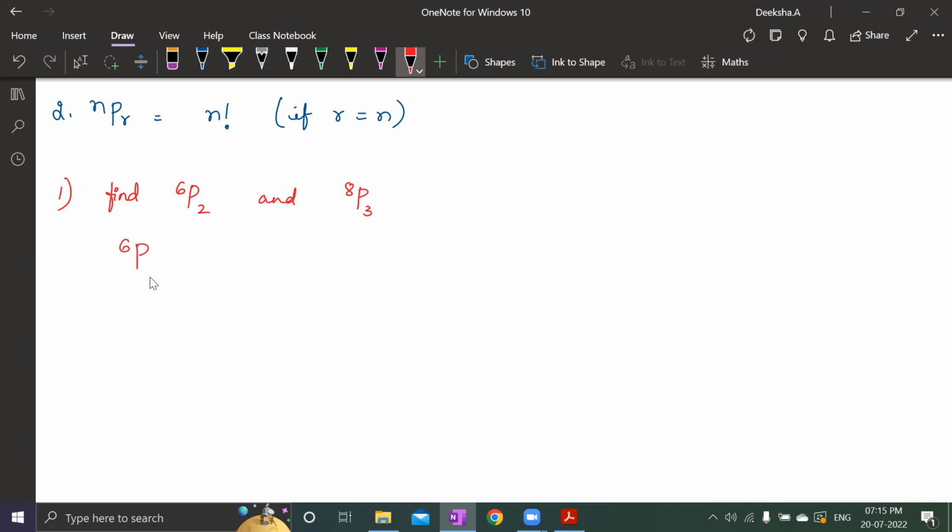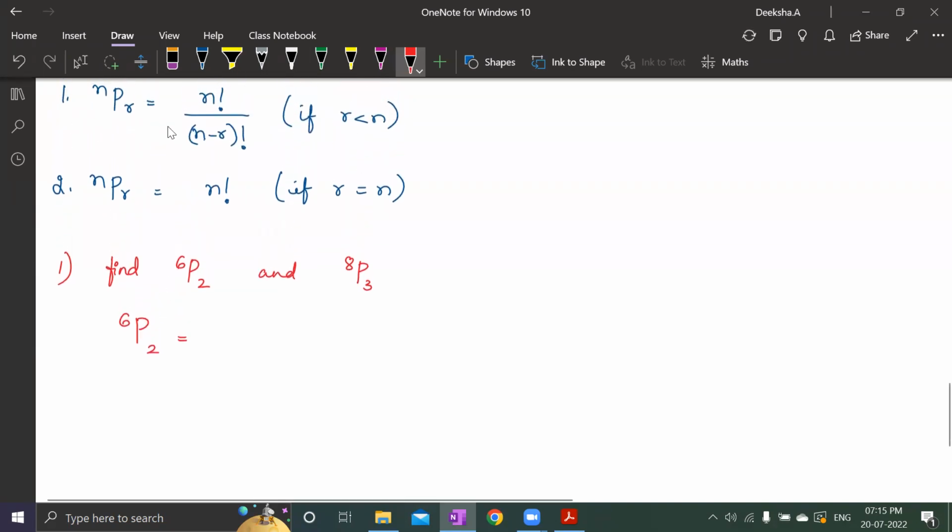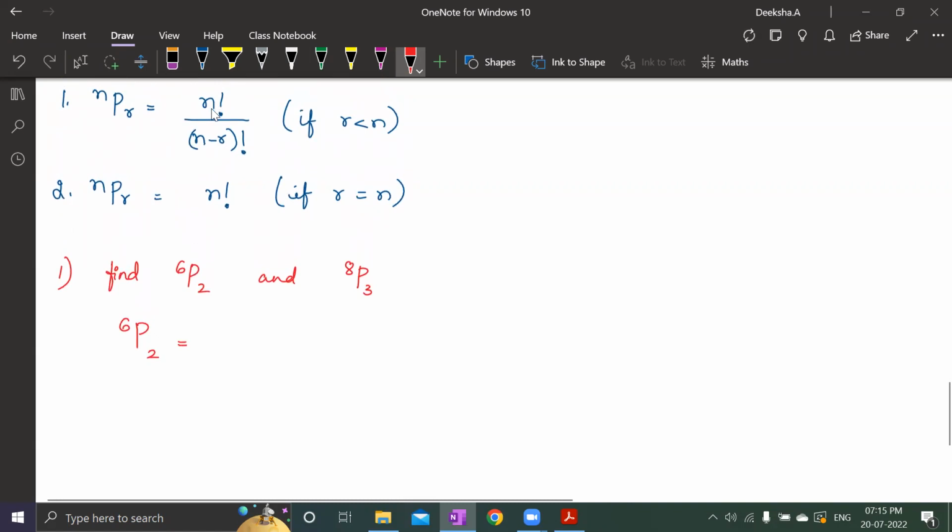So how do you write 6P2? What is n and what is r here? N is 6, r is 2. NPR, right? N is 6, r is 2. So we use the formula n factorial by n minus r factorial. So it is 6 factorial by 6 minus 2 factorial, which is 6 factorial by 4 factorial. Now you know how to simplify this. Bigger factorial is this one. Keep expanding. 6 into 5 into 4. Now I'll stop here because 4 factorial is there in the denominator also. It gets cancelled. 6 into 5 is 30. Is this clear? Tell me the answer for 8P3.